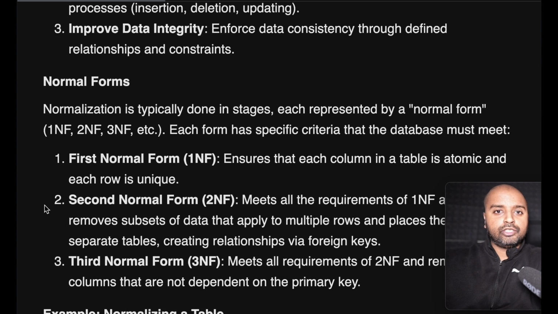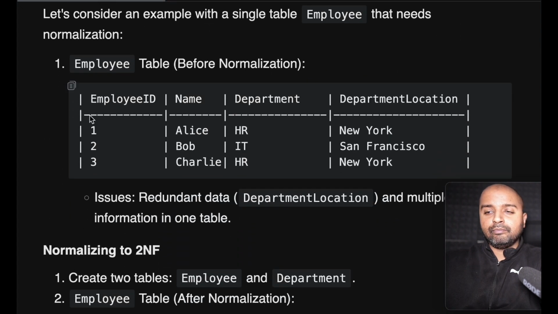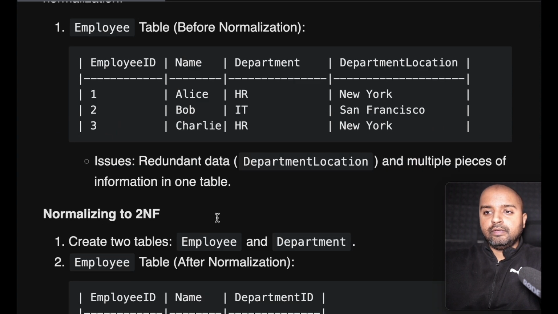Before we look at each stage in the normalization, let's just jump into a quick table example. Imagine this is our table where we have the employee ID, name, department, and department location. This is a good table, but it has a few issues. The first one is that it has this redundant data called department location. And this table has multiple pieces of information like the department, department location, and so on.